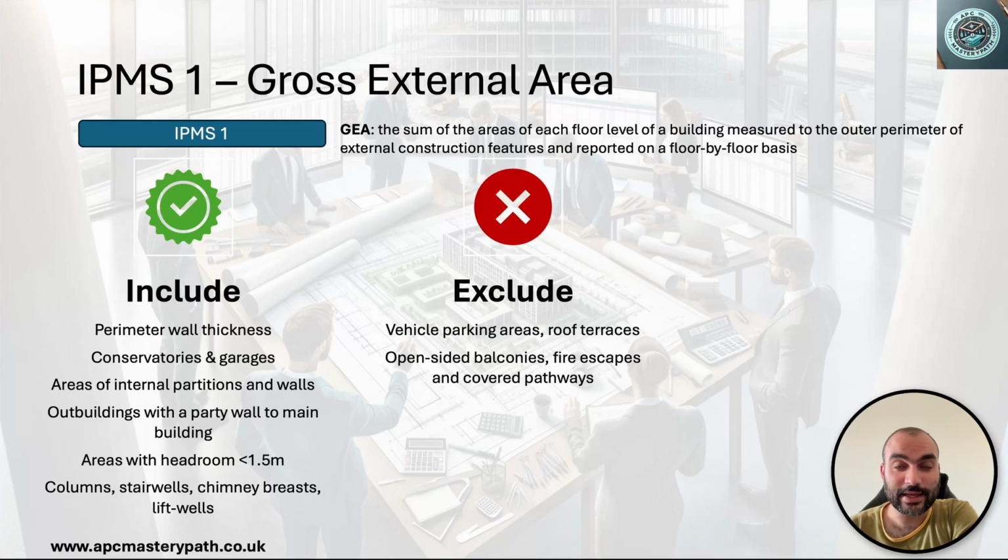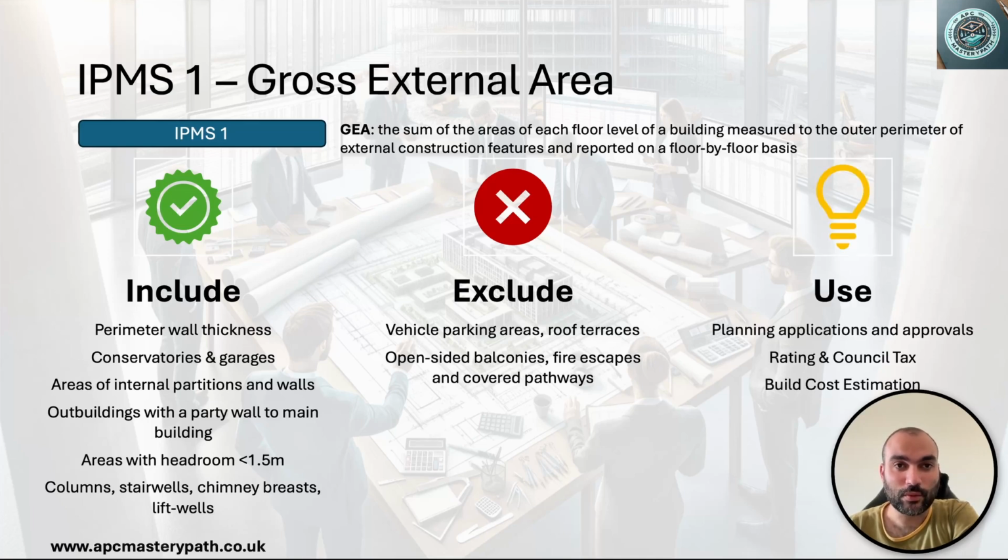The exclusions in the gross external area would be the vehicle parking spaces which lie outside of the building itself, in addition to the roof terrace, because they will not form a part of the built-up area. Sometimes if you're in an airport, you might have a covered pathway to help the passengers avoid any sort of rain or side wind. So if your structure would have a covered pathway, that will also be excluded from the gross external area. The gross external area also excludes the open-sided balconies.